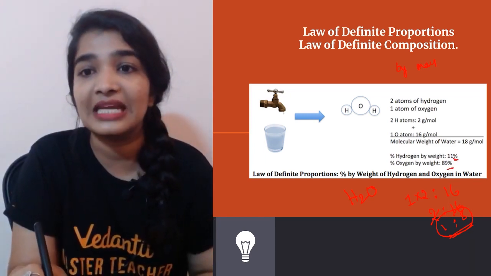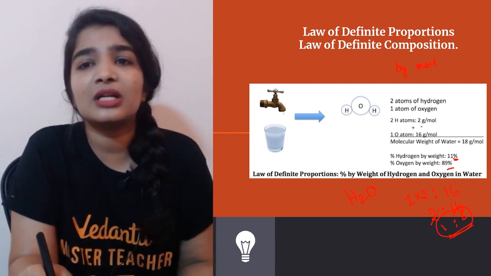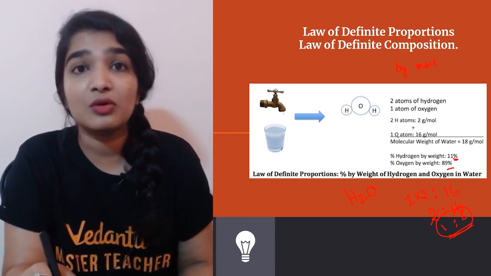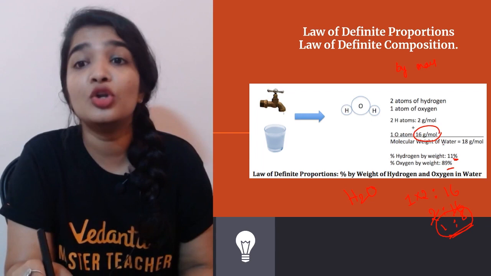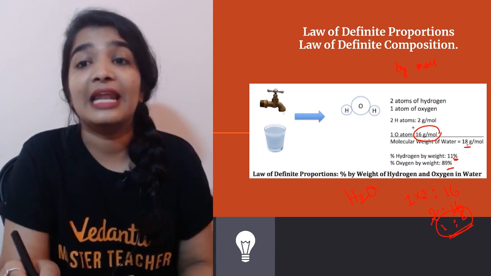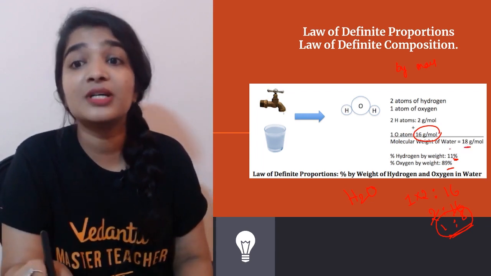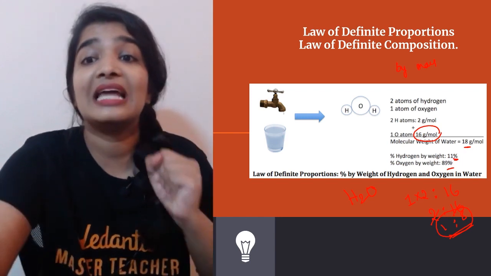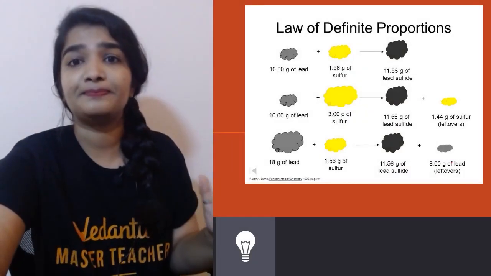When you take it by the weight percentage, it will be 11% and 89%. See, 2 hydrogen atoms is 2 gram per mole and 1 oxygen atom is 16 gram per mole. So the molecular weight will be 18 gram per mole, right? But the percentage will be 11% and 89% only.